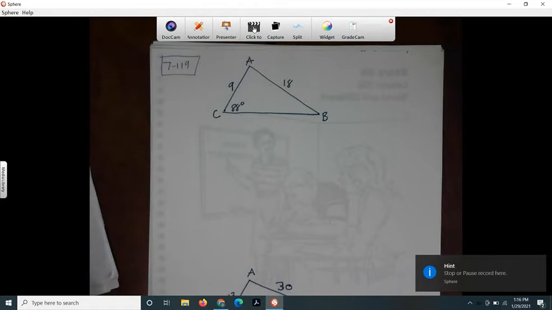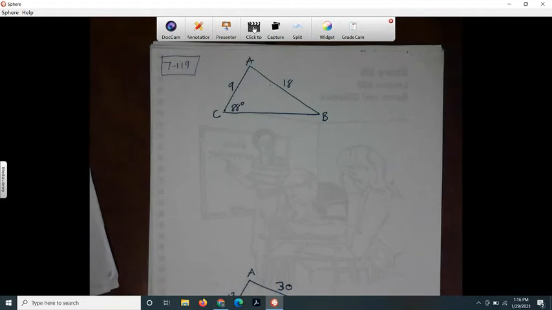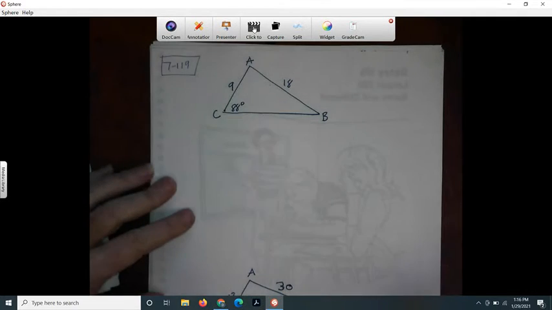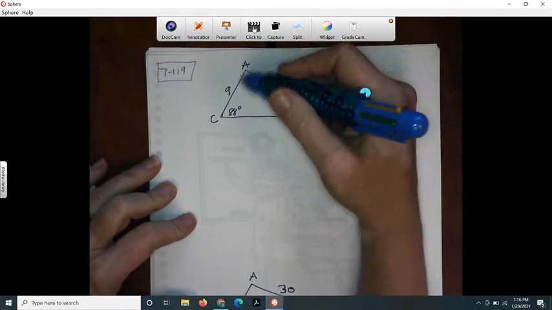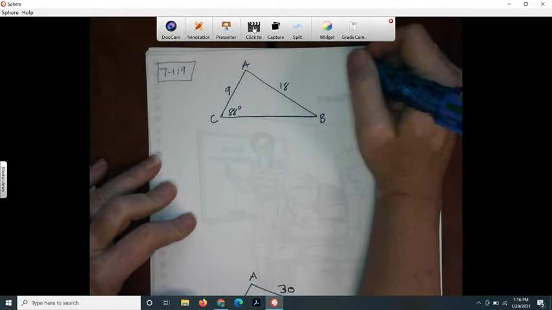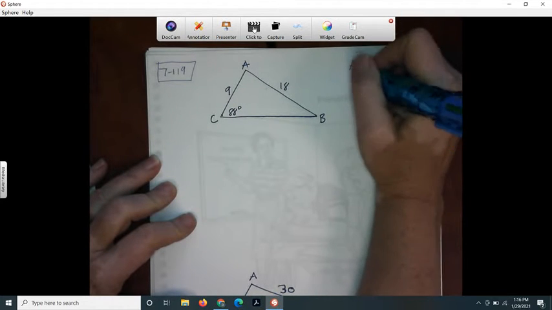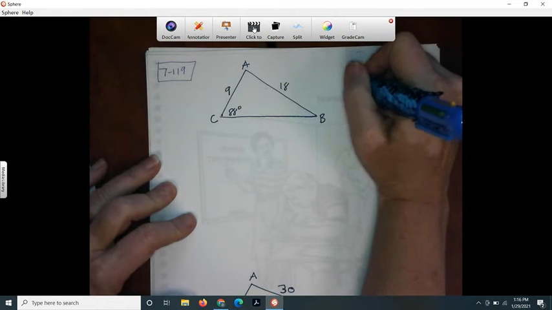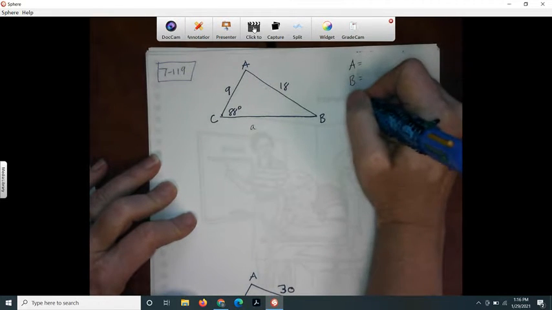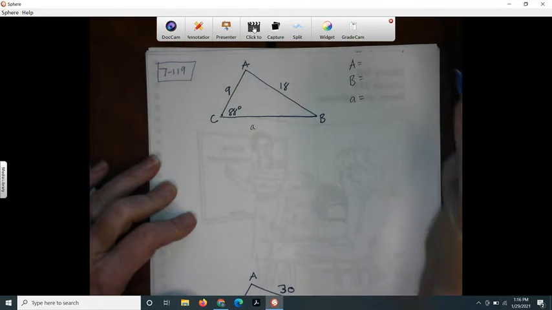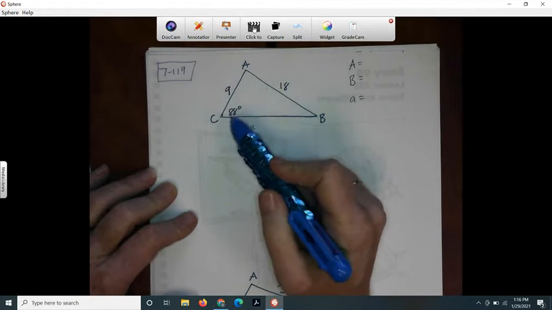Here's Precalc, problem 7-119. It says to solve the triangle. When it says solve, it means that it wants all the parts that aren't given. So we need angle A, big A, and we need angle B, big B, and we need little a, and that's it. So I see that we have side-side-angle.